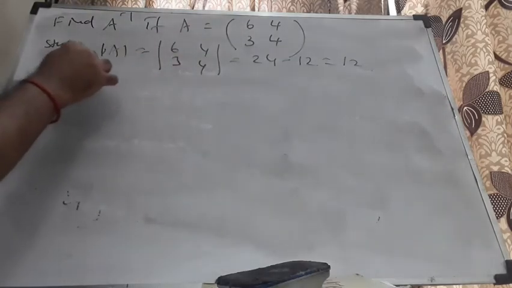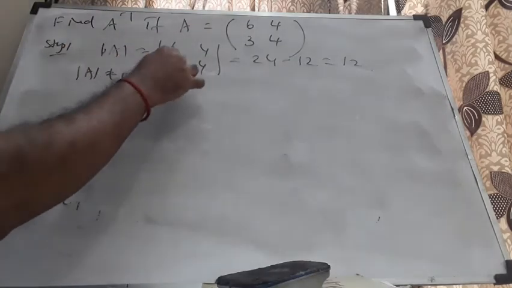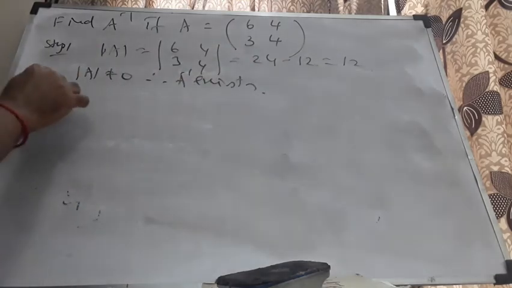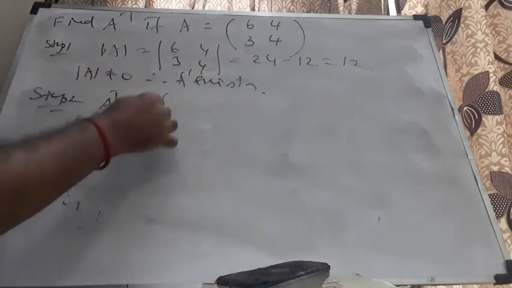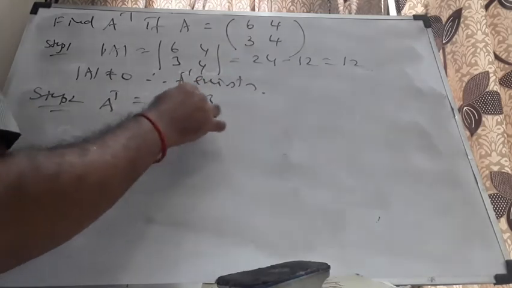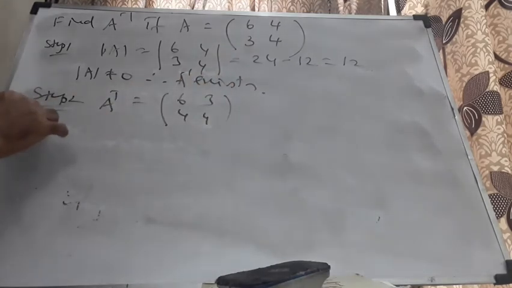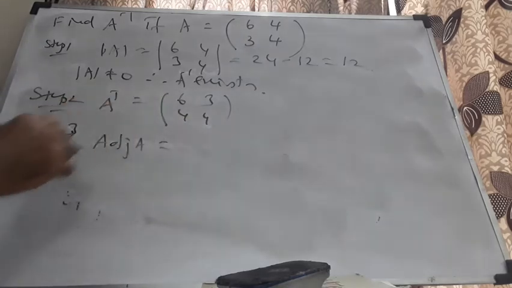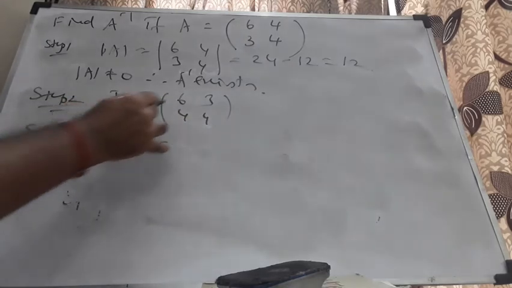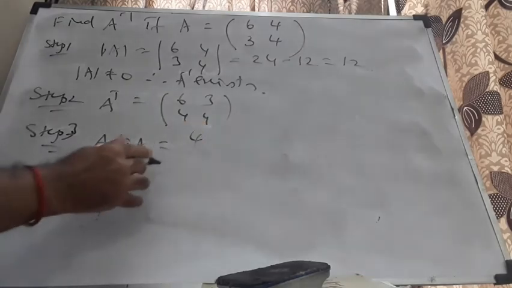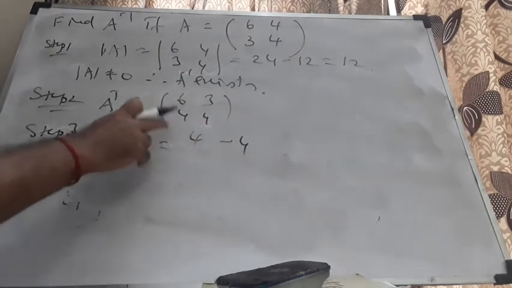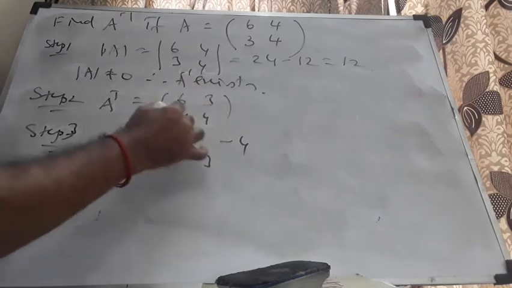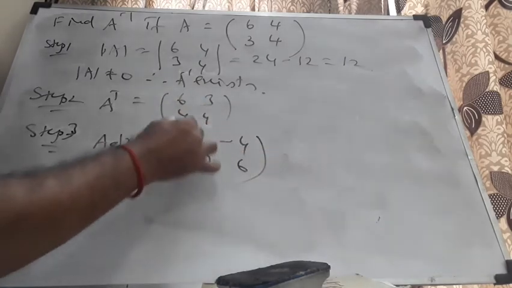Now determinant A is not equal to 0. Therefore, A inverse exists. Step 2, A transpose. This is 6, 3, 4, 4. Now step 3, adjoint A. Now I replace every element by the corresponding cofactor. What is the cofactor of 6? Which is 4. What is the cofactor of 3? I will get minus 4, because for this I will get a minus sign. Cofactor of 4 is minus 3. Cofactor of 4 becomes 6.